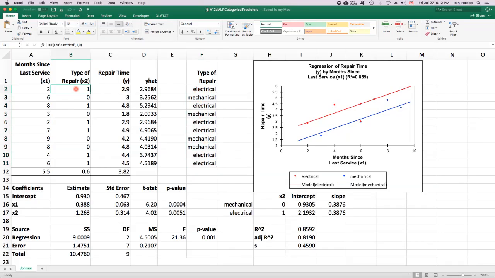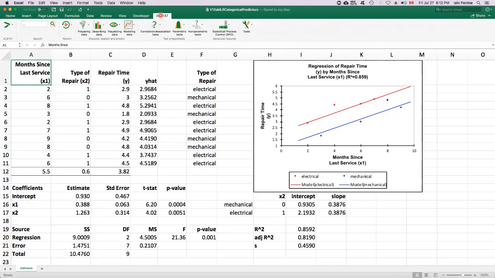In particular, we're going to use X2 as an indicator variable that will have the value 1 if the type of repair is electrical, and the value 0 if the type of repair is mechanical. It turns out that if we use a multiple linear regression model with X1 and X2, we end up with results that we can meaningfully interpret in terms of the type of repair. So let's see how to do that. Let's estimate the model first, and then we'll talk about how to interpret the results.